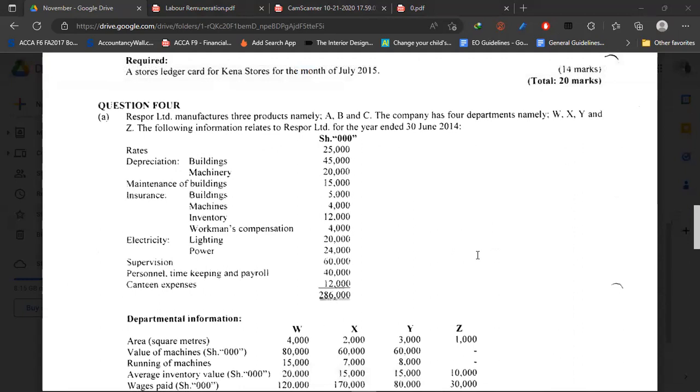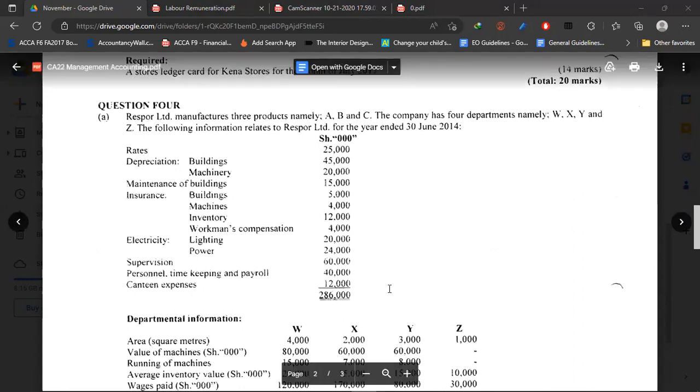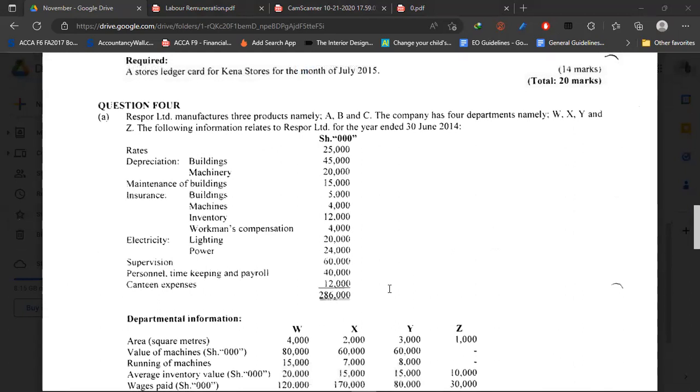Respa Limited manufactures 3 products, namely A, B, and C. The company has 4 departments, namely W, X, Y, and Z. The following information relates to Respa Limited for the year ended 30th June 2014.